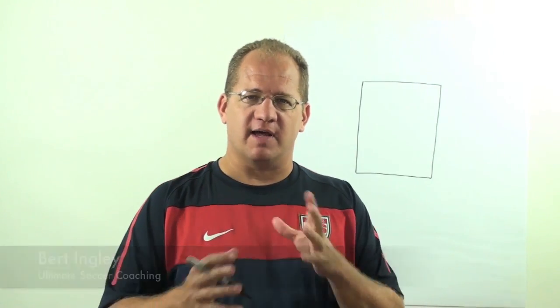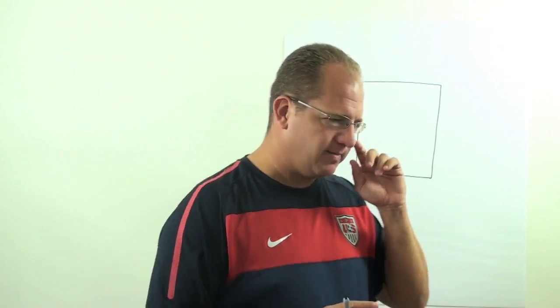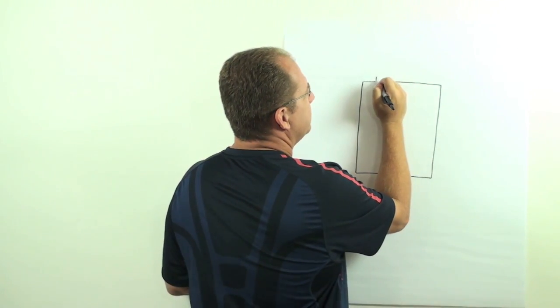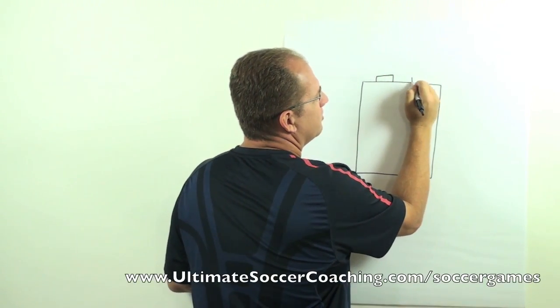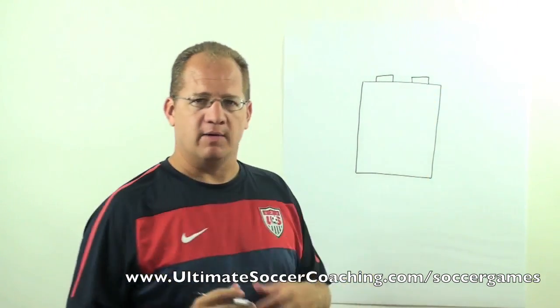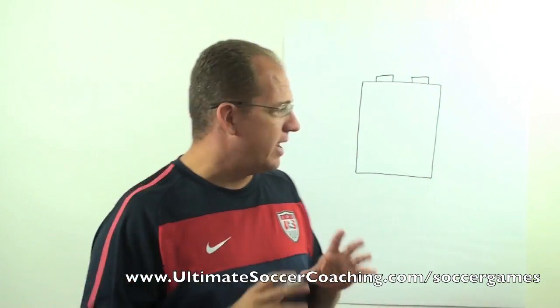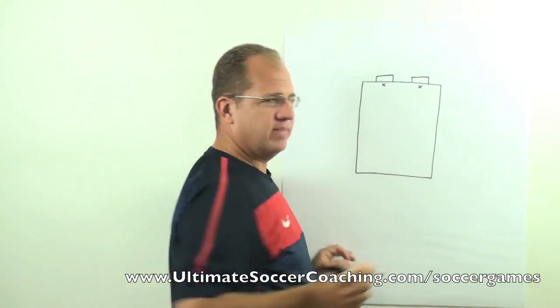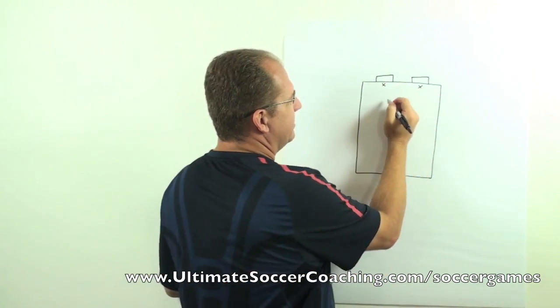Okay, let's take a look at an activity that is going to foster a lot of transitional behavior in your players. So we're going to start out with a typical grid size like we've been using, but we're going to put two goals on one end of the pitch. And you're going to man this with two players. So we'll have a keeper and a keeper, and then the other two players are going to act as defenders.